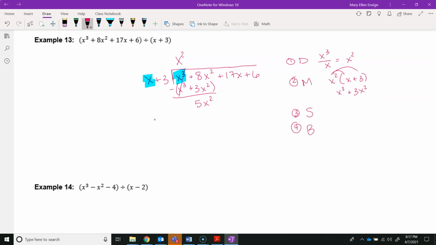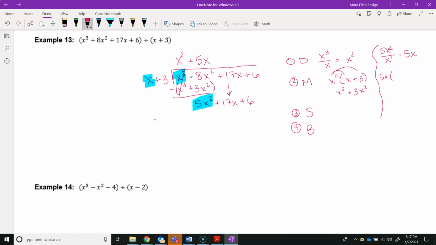Now, I often, in this case, bring down all of the rest of the terms, just so I don't forget anything up there, but you can also just bring down one. That's fine. All right, so now I'm starting over with x and 5x squared. So in my division, I would have 5x squared divided by x. Well, 5 divided by 1 is 5. When I divide these two, I subtract the exponents and I get x. So it's a positive 5x here.